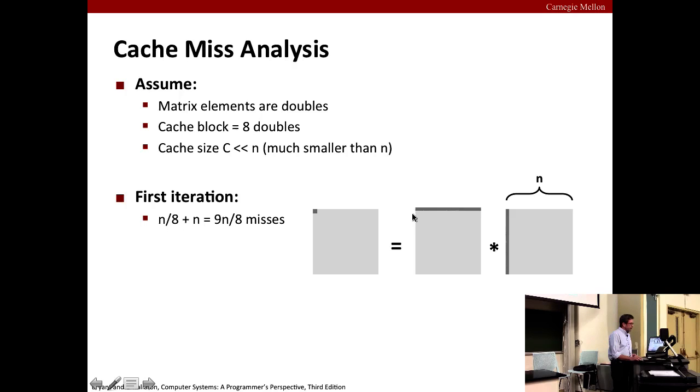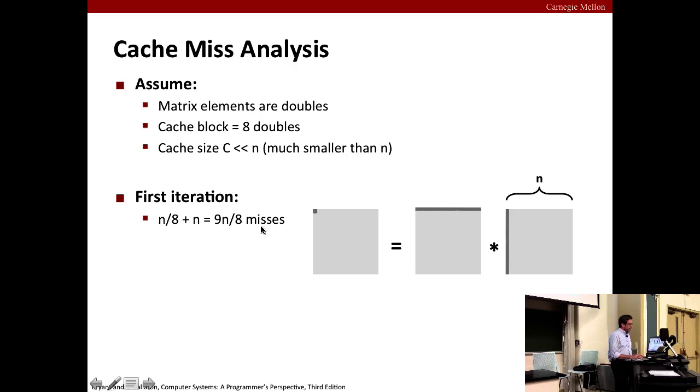For the first iteration, we're going to miss n over 8, since there's n for each element, for each block, I'm sorry. So this is the number of blocks and the number of misses, and then we have n elements. So the total number of misses is 9n divided by 8 misses for the first iteration.